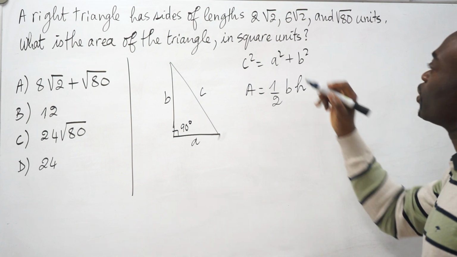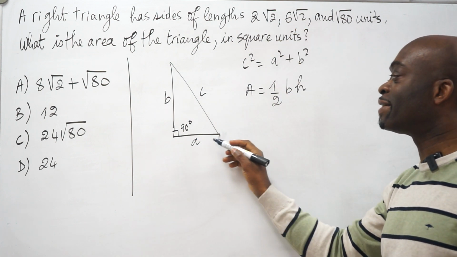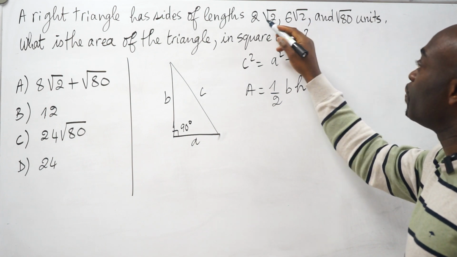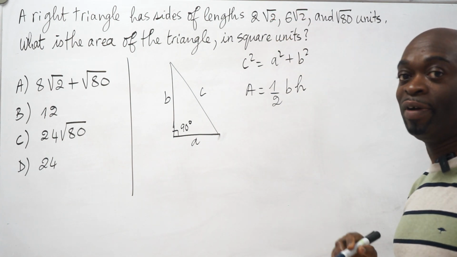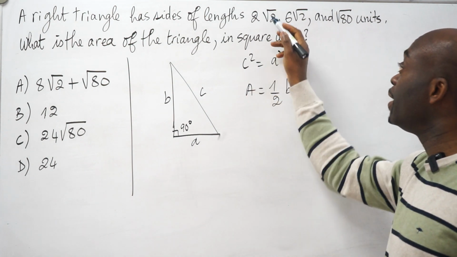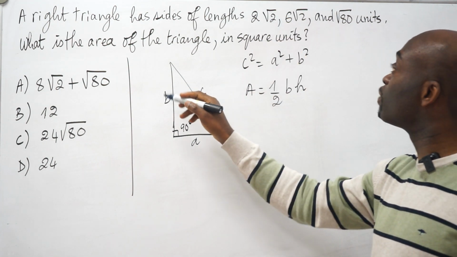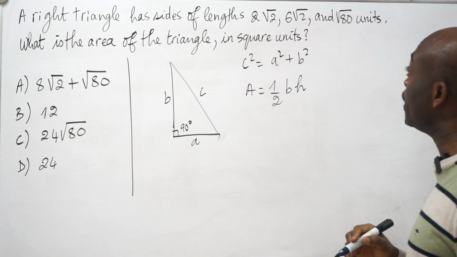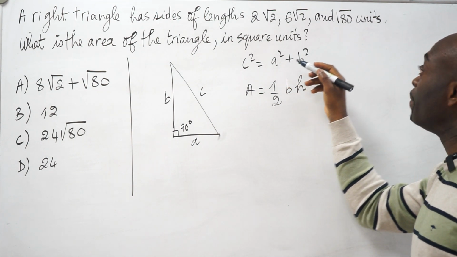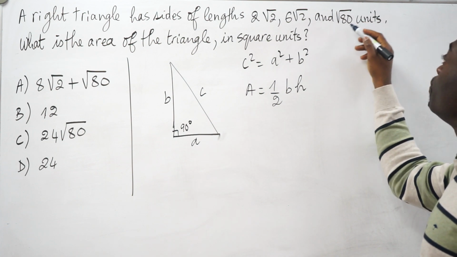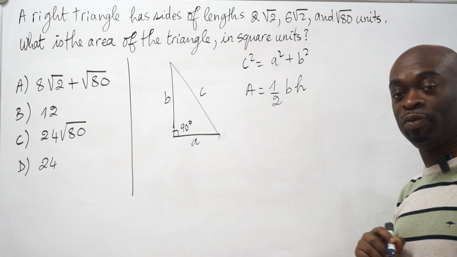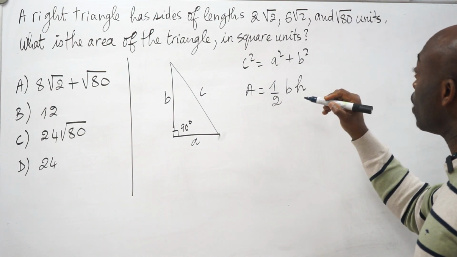So which one is which? 2 square root of 2, as we can see, this adjacent side is smaller. We have 2 square root of 2 and 6 square root of 2. Between these two, this one is smaller. Correct? So already, we can begin to think that the adjacent side A is 2 square root of 2, and this one is 6 square root of 2. But for us to be sure, if you take each of them, square them, and add them up together, you should be able to get square root of 80, which is over here.